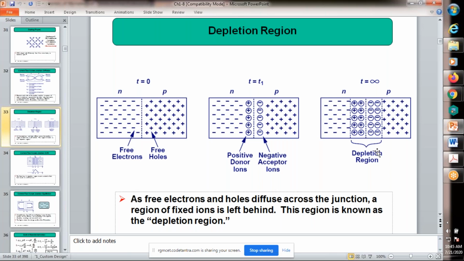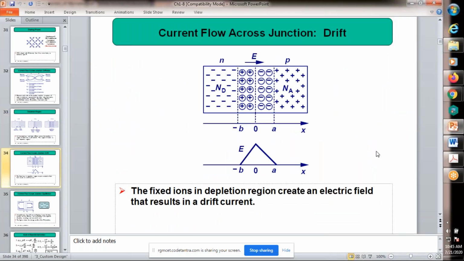Now mainly concentrate on the depletion region. Due to the positive ions on the N side and negative ions on the P side, an electric field is created, with this direction. This is the positive charge, positive ion meaning positive charge. This is the negative charge, negative charge meaning negative ions. Due to this, an electric field is created in this area.